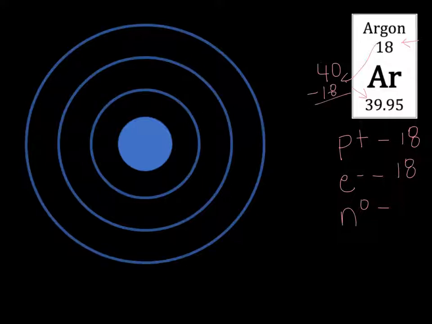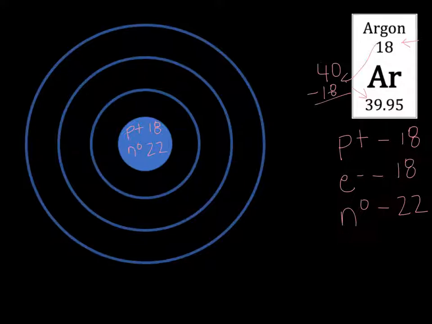So we take 40 and we subtract the 18, and that gives us 22 neutrons. So now that we have our numbers, we can do our Bohr model. We start from the nucleus and work our way out. In the nucleus we have protons, and there are 18 of them. We also have neutrons in the nucleus, and there are 22 of those. So we're going to fill the nucleus first.